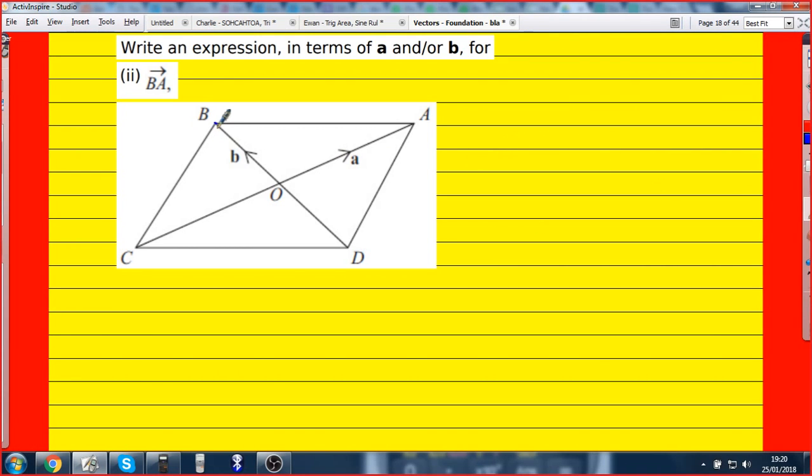BA. So it starts at B. Mm-hmm. So you go BC. Well, we don't know what BC is. You can only travel along... Oh, so you just go BD. We don't know what OD is. Oh, just go BO. Yeah. BO and then OA. Yeah. So then that is minus B plus A. So then it's just A minus B. Brilliant.